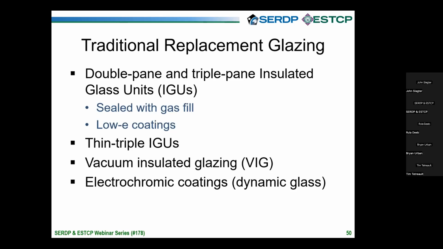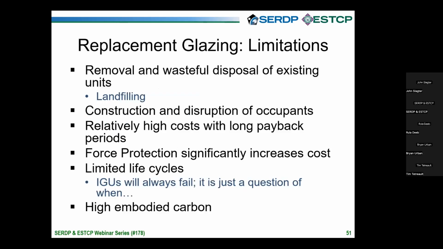More recently, triple pane IGUs have come on the market, and thin triple IGUs are window units where there are 2 pieces of thicker glass on the outside and then a very thin piece of glass in the middle. And that glass is very similar to the glass that's on your smartphone screen. Vacuum insulated glazing products are starting to come on the market. And then there's electrochromic coatings, which darken the window.